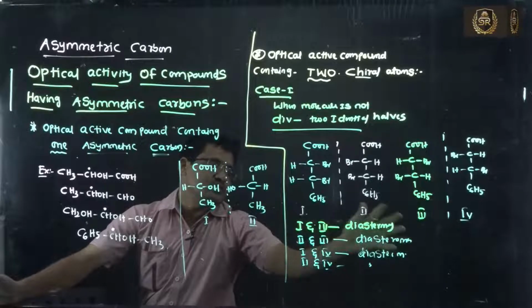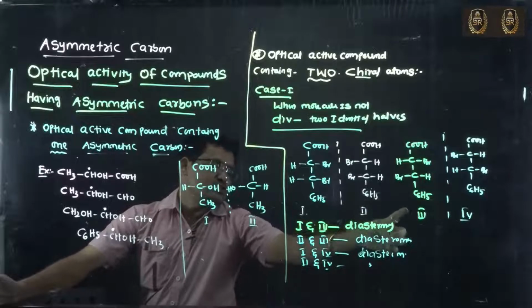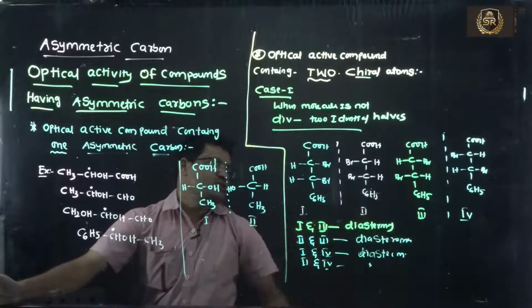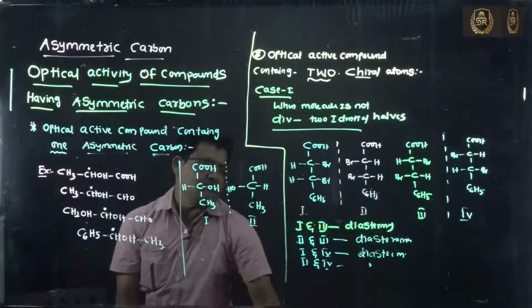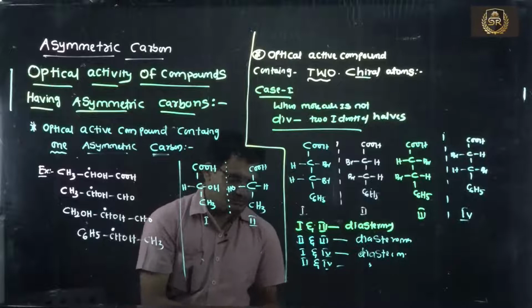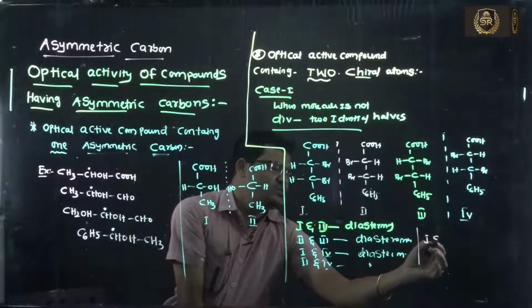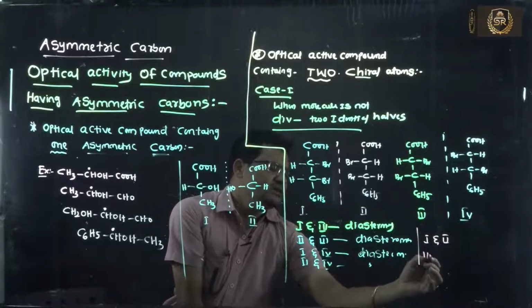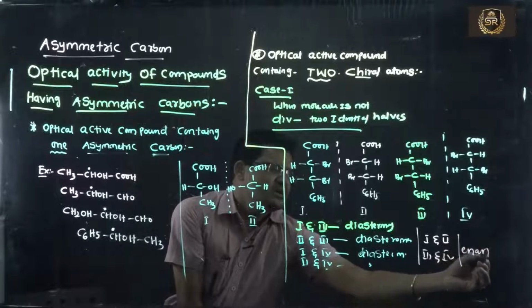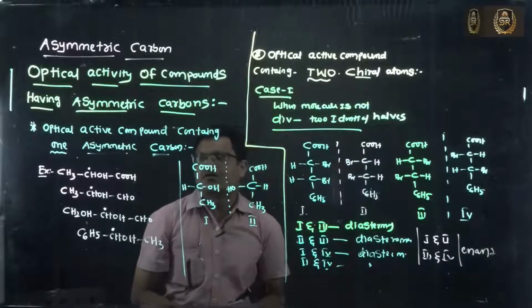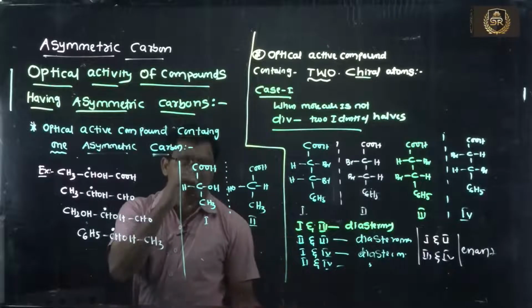1 and 3 are diastereomers, and 1 and 4 are diastereomers, 2 and 3 are diastereomers, 2 and 4 also diastereomers, but 3 and 4 are enantiomers. So here 1 and 2, and 3 and 4 are enantiomers. Enantiomer means both are mirror images of each other. Next, so this is case 1.